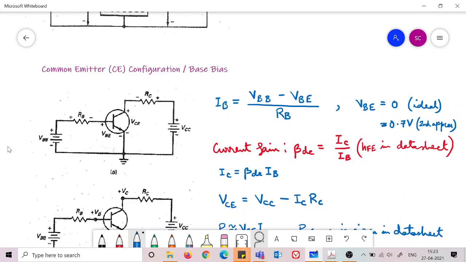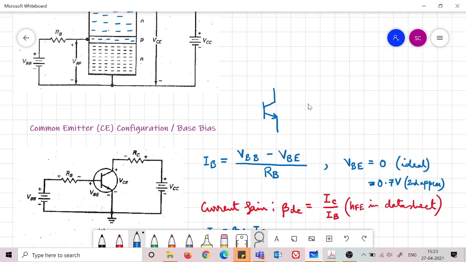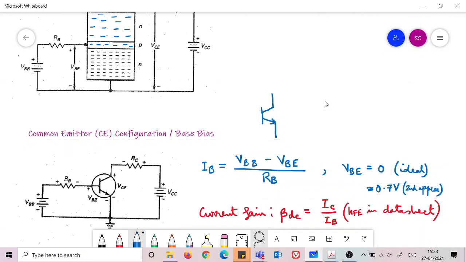Mostly this is the symbol. In the case of NPN transistor, this is the symbol. This is the symbol for PNP. PNP is different. This is going out.